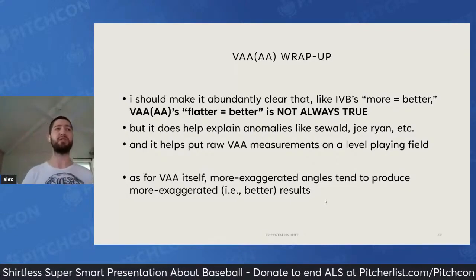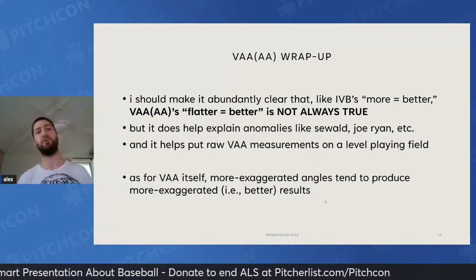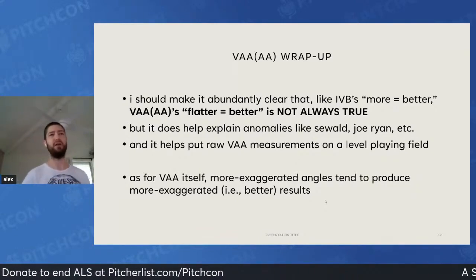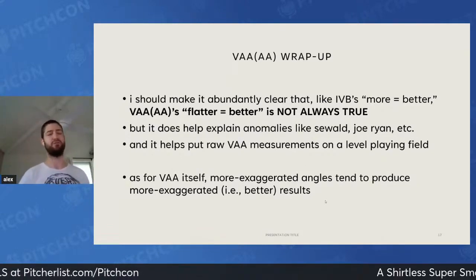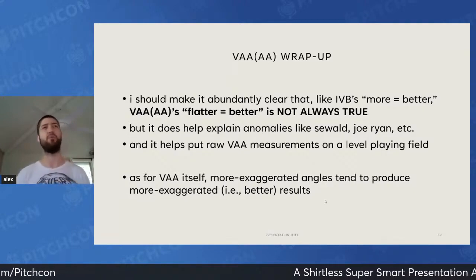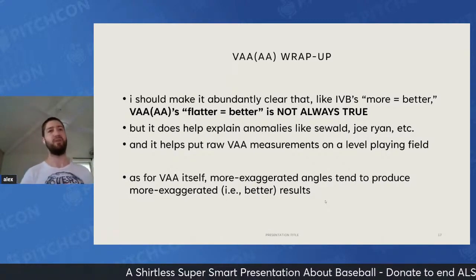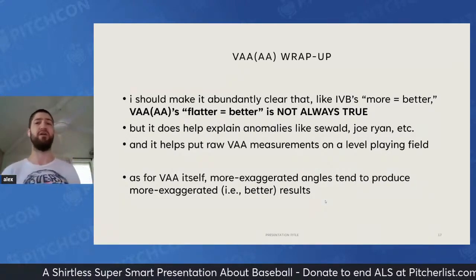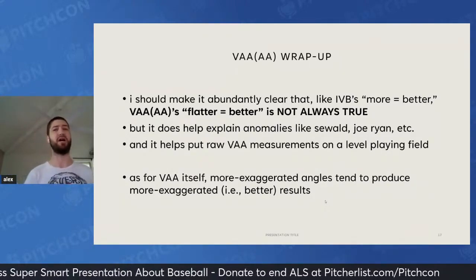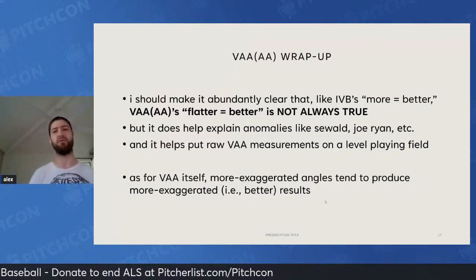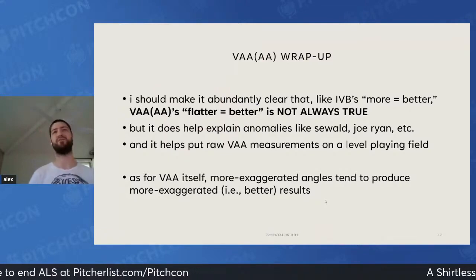But it does help explain the anomalies like Paul Sewald, Joe Ryan, Alexis Diaz. I don't think I would call him an anomaly because that fastball is so, so filthy. But like Joe Ryan, why does his fastball work when he's throwing like 92, 93? It's the plane of the fastball. It's just the shape of it from his arm slot. And I think we still saw that even though his fastball was really good early in the season, it kind of tapered off toward the end of the season.